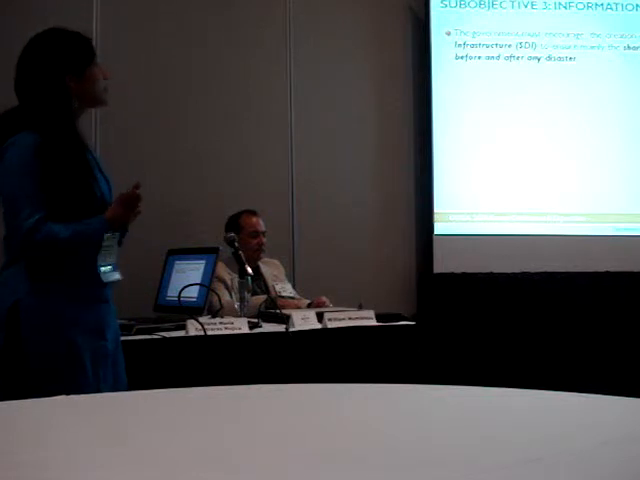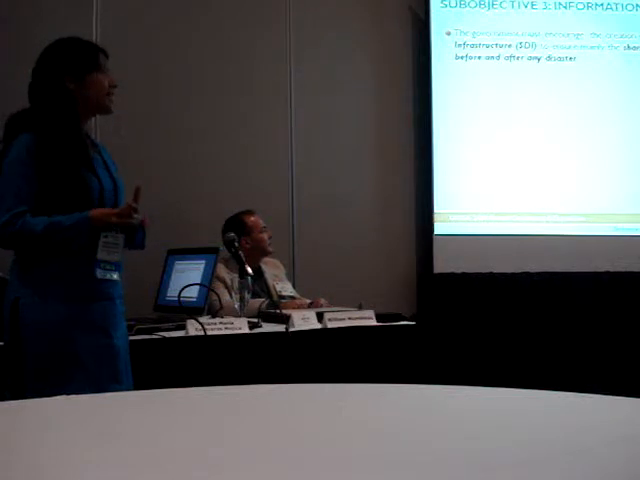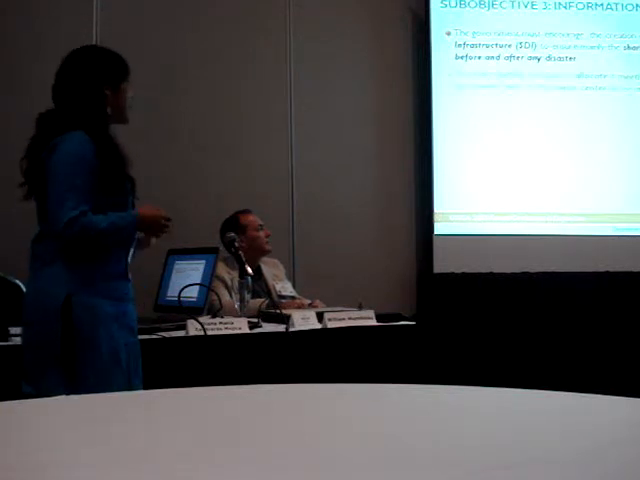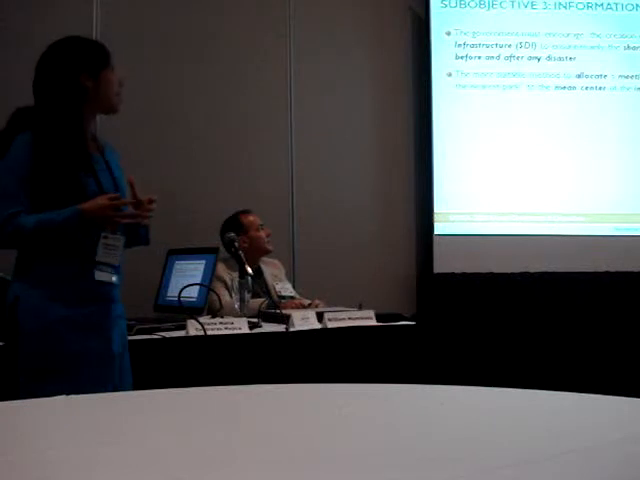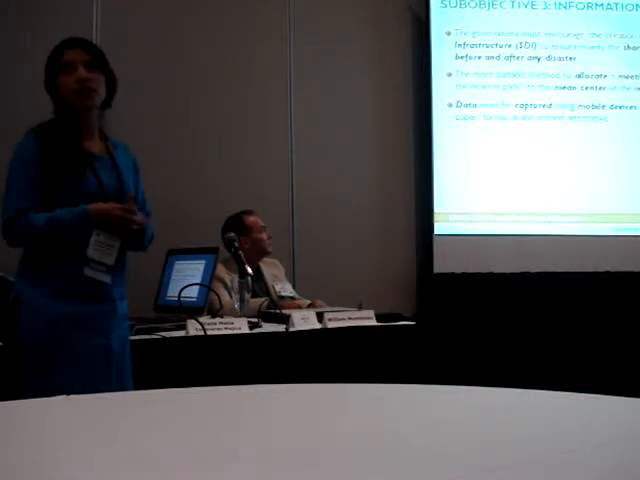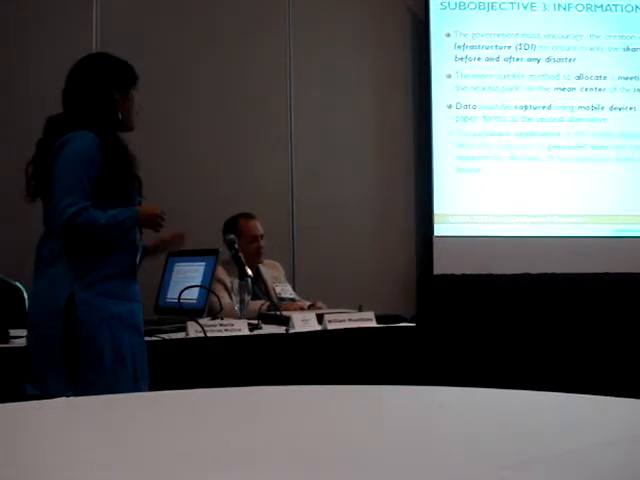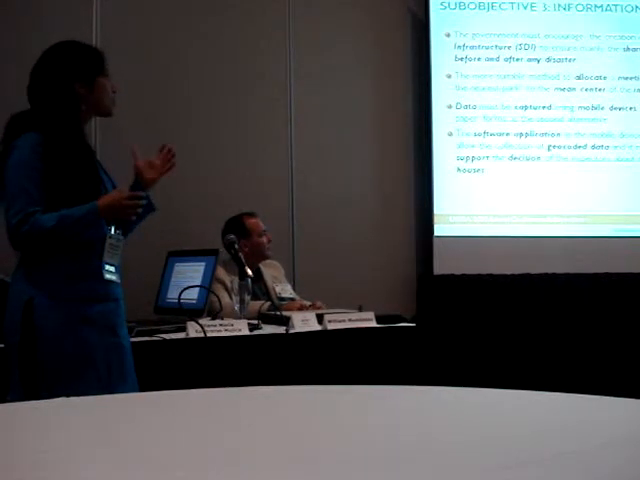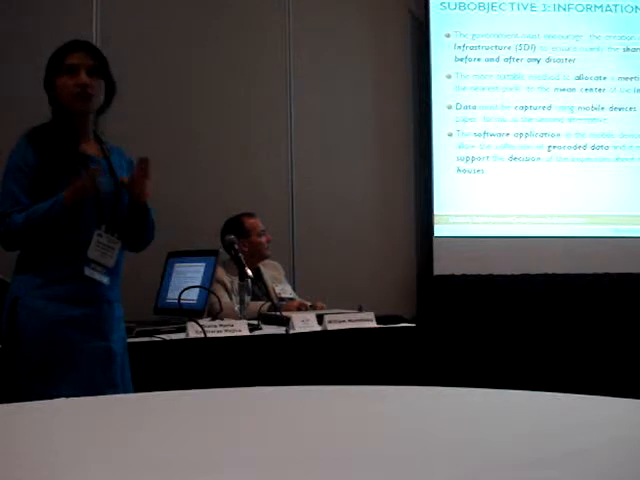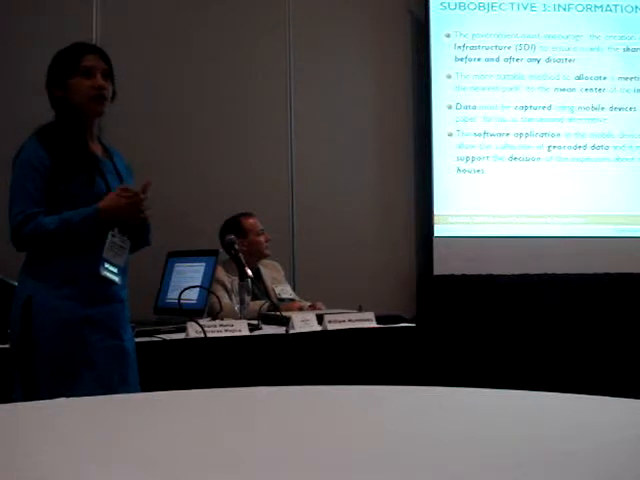And the government should encourage the creation of a spatial data infrastructure to ensure mainly the sharing of information before and after any disaster. The best method to allocate a meeting point is to select the nearest park to the mean center of the inspector locations. And the data should be captured using mobile devices, using just paper forms as a last and second alternative. The software application should not only allow the collection of geocoded data, but also have images to support the decision of the inspector about the safe condition of the building, like in applications such as CyberTracker.